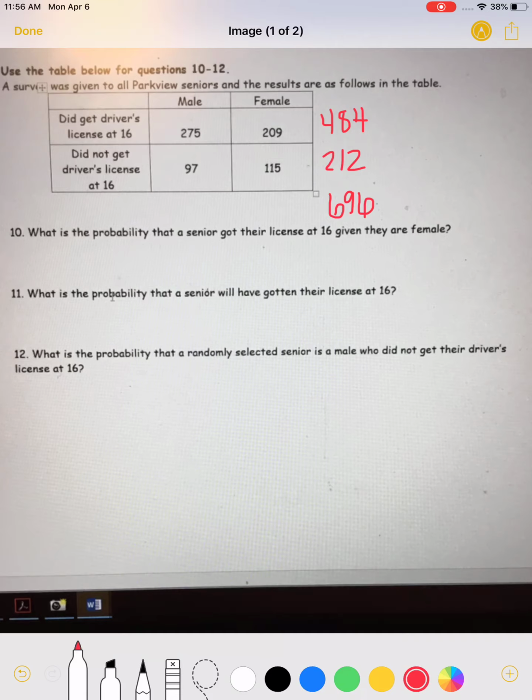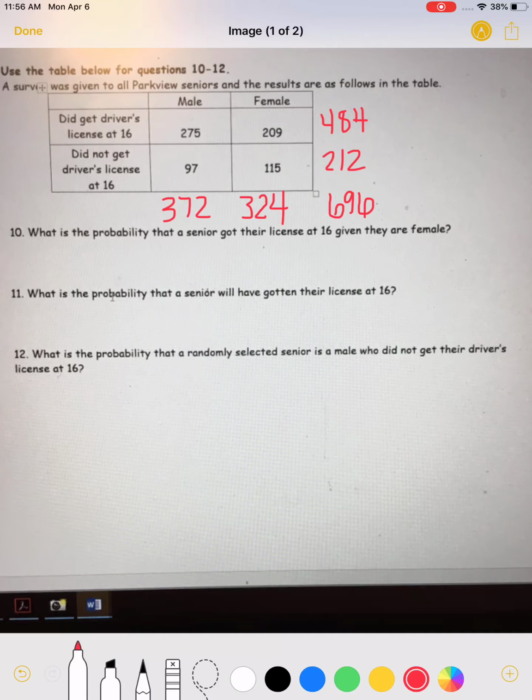212. Yep. Okay. So now total males, we're going to add the male column, 275 and 97. Give you 372. And then the total females, 209 and 115, 324. And again, when you add up all the male and females, you should also get 696. Perfect.